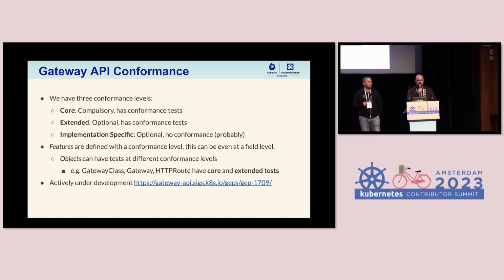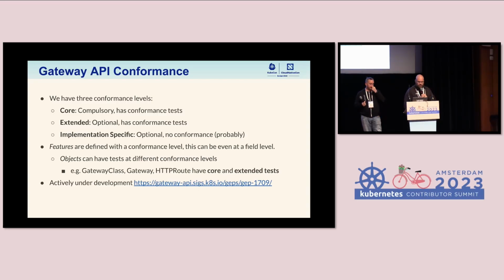And for extended, some implementations can do it. And then implementation specific, did you have something you wanted to say? No, it's all right. For implementation specific, this is more us just tracking that there are things that might be really outside of our boundaries, but we want to make sure they're acknowledged in Gateway API, but no actual conformance tests, or at least probably not. There's been talks about maybe having some really high level tests, but I don't know if it's ever going to happen.